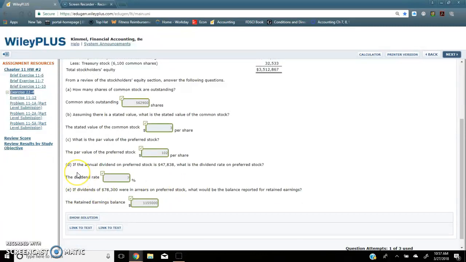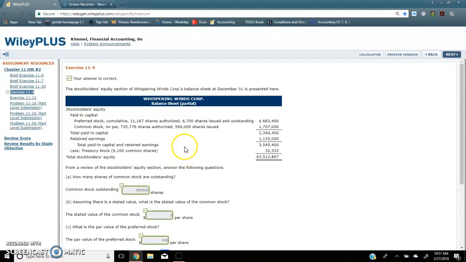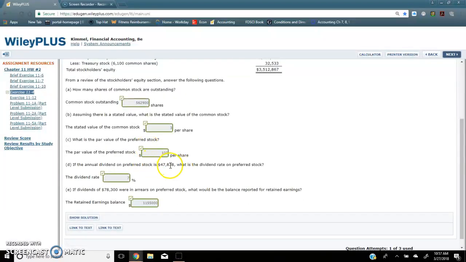Now in part D, if the annual dividend on a preferred stock is $47,838, what is the dividend rate on a preferred stock? With part D, what we want to do is take the annual dividend on the preferred stock, which is $47,838, and then divide that by the number of preferred shares, which is 6,700. So when we take the 47,838 and divide that by 6,700, it'll come out with an answer of 7.14.